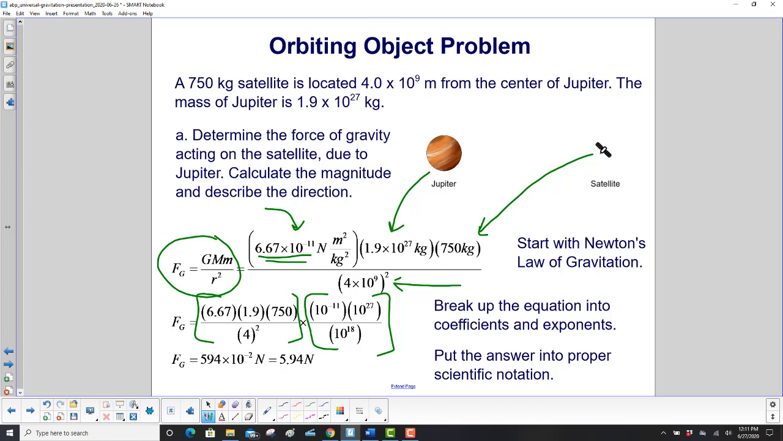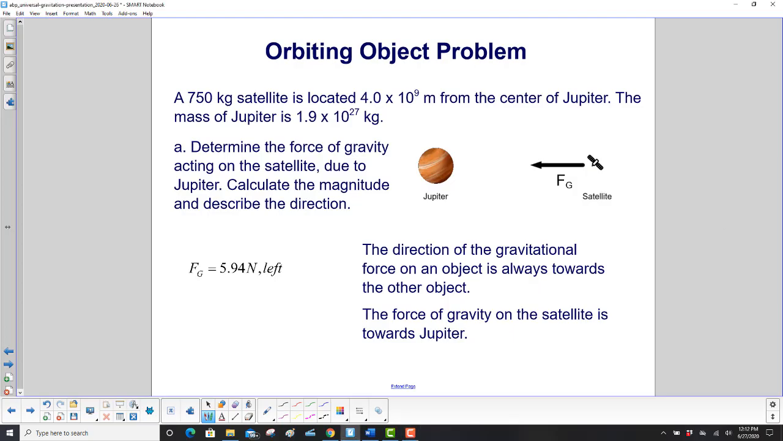So, for example, 6.67 times 10 to the minus 11th, here's the 6.67, here's the 10 to the minus 11th, okay? Then we multiply everything on the left without worrying about exponents, and you get 594. Then on the right side, we just have to multiply those powers of 10. So when you multiply, you add, so that's minus 11 plus 27. And when you divide, you subtract. So you're going to subtract 18. You do that, and you get 10 to the minus 2. So you have 594 times 10 to the minus 2 newtons, or 5.94 newtons.